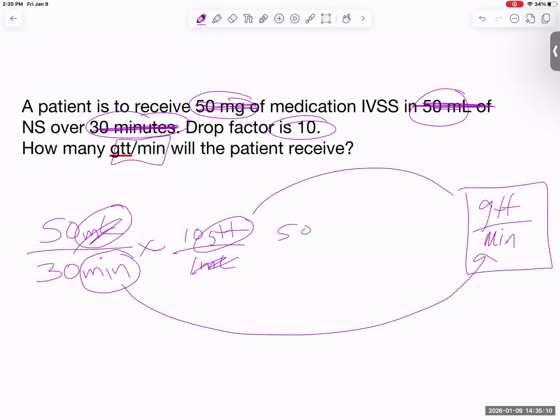So it's 500 over 30, excuse me, and then that will give me 16.66. Well, it's drops per minute, so I can't split a drop in a chamber. So the answer is 17 drops per minute. Very good. I think you got it.